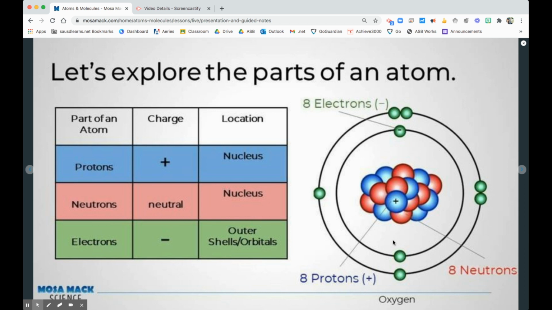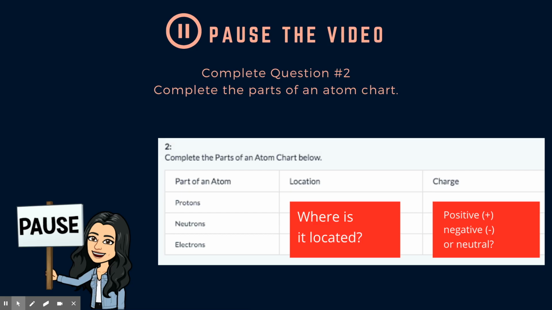Now I want you guys to pause, and you are going to complete questions 2, 3, and 4. For question 2, you're going to complete the chart for each part of the atom. First, you're going to tell me where each part is located. And then you're going to tell me the charge of each part. Are they positive, negative, or neutral?